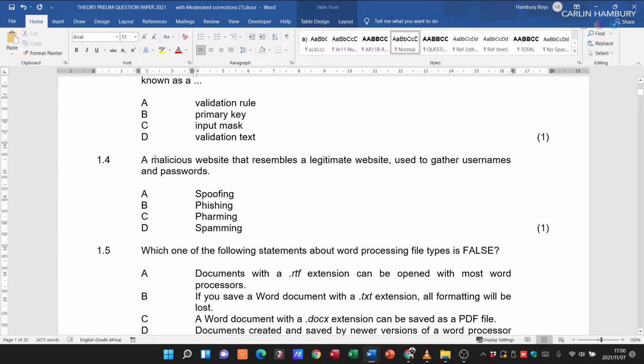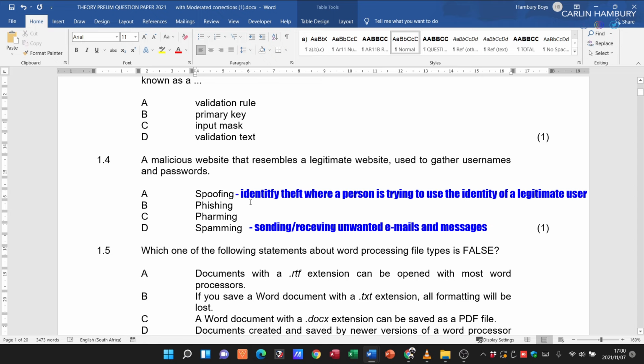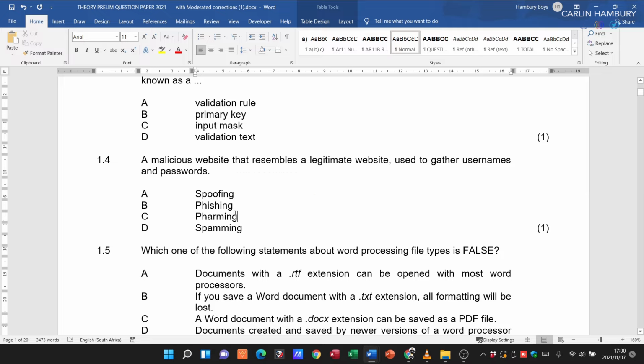Right, a malicious website. So when we look at malicious, we're talking about a harmful website that resembles a legitimate or genuine website used to gather usernames and passwords. So when we look at these terms, again, you just need to understand the difference between these terms. Phishing and pharming are the ones that sort of work together, okay? Because phishing is where people are trying to bait you into giving up your information.